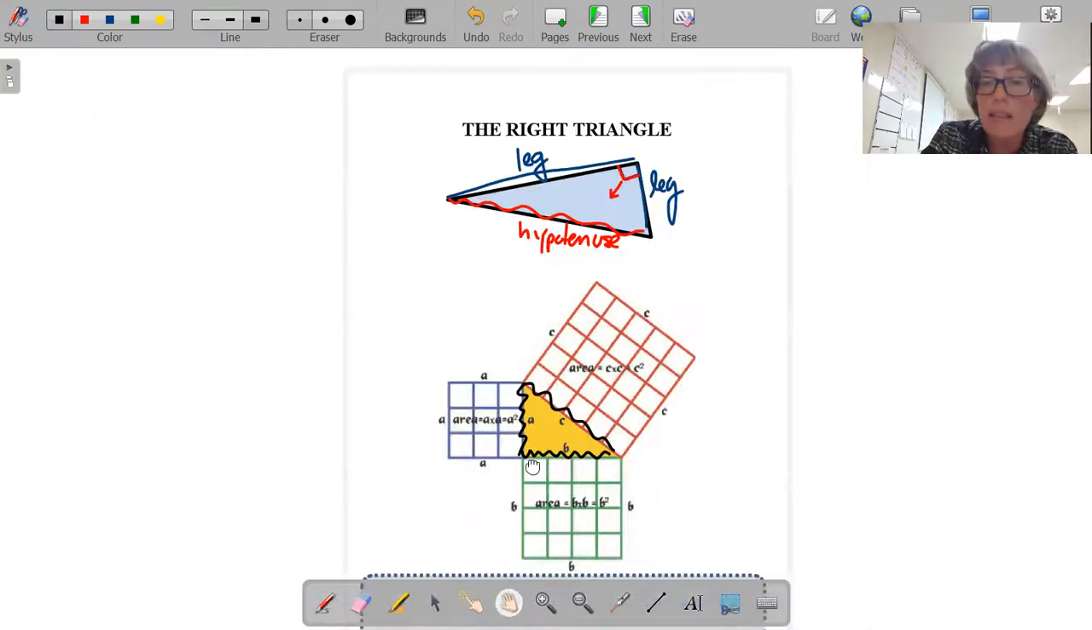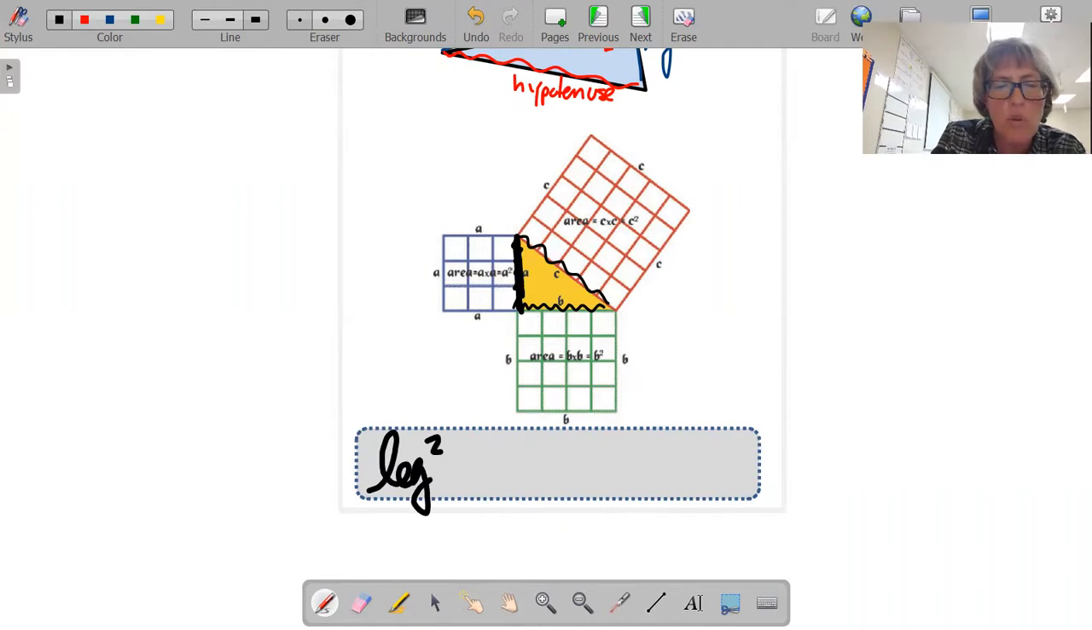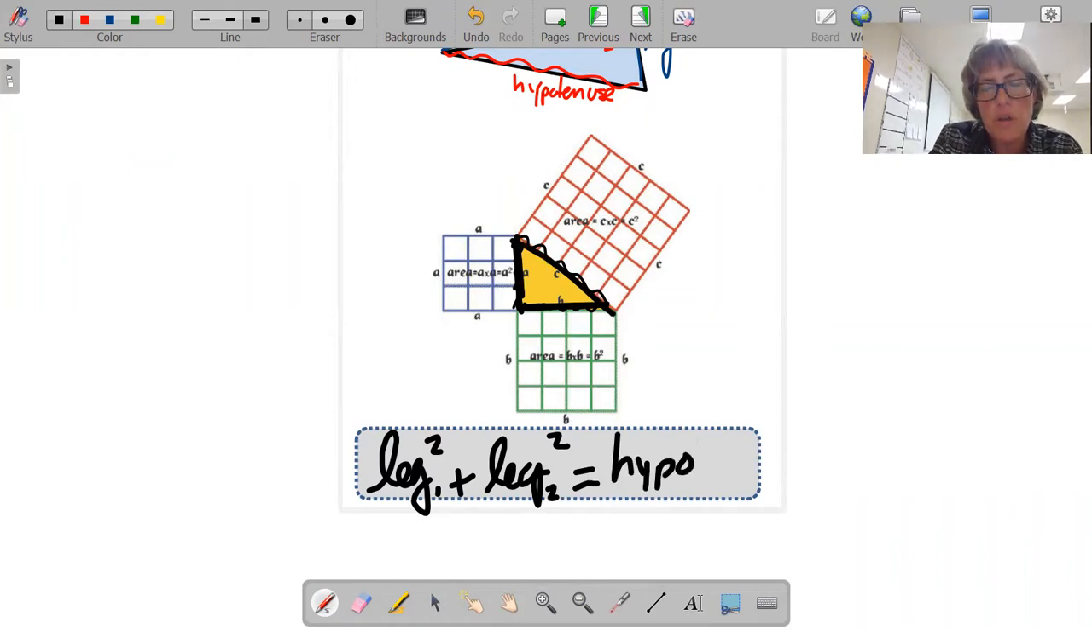But I warned you in class, I will never use that. Instead, I prefer this version of the Pythagorean theorem. If you take one leg and you square it, plus the other leg and you square it, and you can differentiate that with leg 1 and leg 2 if you want, equals the hypotenuse squared. That is my preferred version of the Pythagorean theorem. Leg squared plus leg squared equals hypo squared.